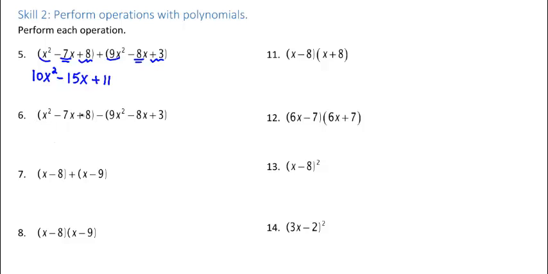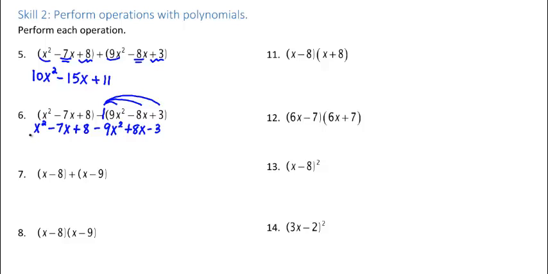Number 6 is similar, but it is to subtract those polynomials. X squared minus 7x plus 8 minus the polynomial 9x squared minus 8x plus 3. To subtract is to add the opposite, which means to multiply that second polynomial by negative 1. So we really are adding x squared minus 7x plus 8 minus 9x squared plus 8x minus 3.